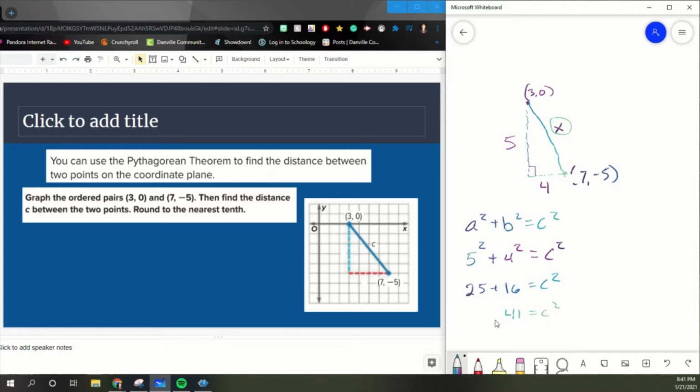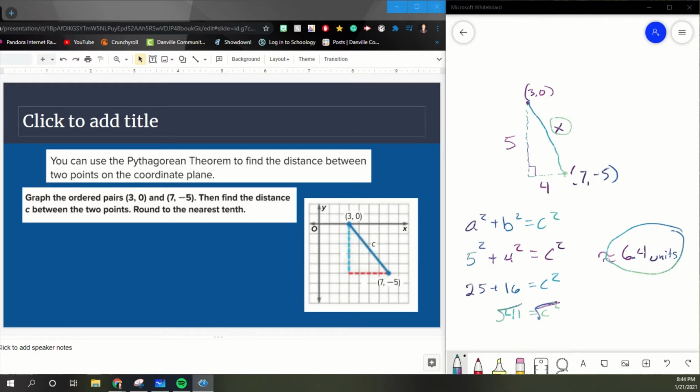We have to get c all by itself, so we take the square root of both sides, canceling out that square. And the square root of 41 comes out to approximately 6.4, meaning that the distance between points (3, 0) and (7, -5) is about 6.4 units. And that's how you can solve the distance between 2 points using the Pythagorean theorem.